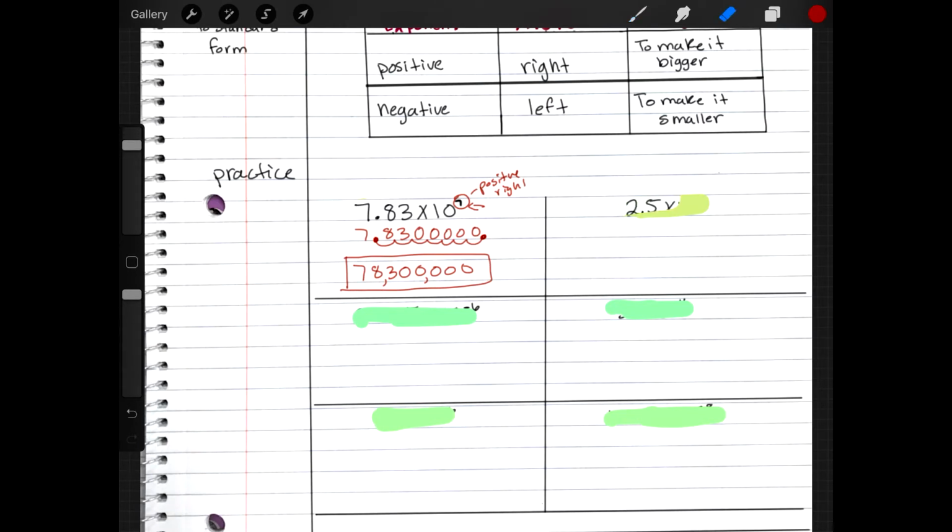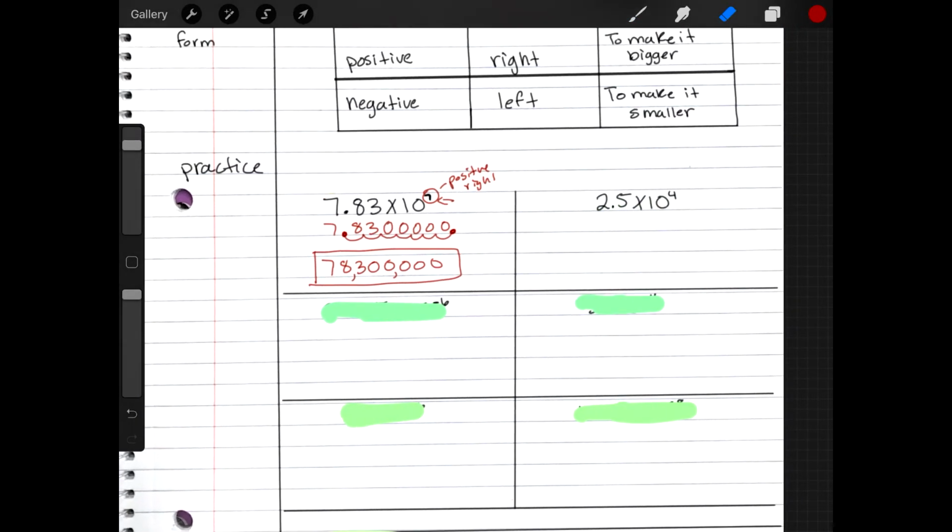Okay, let's look at this one. 2.5 times 10 to the power of 4. So I'm going to write 2.5. This is positive. So if it's positive, we're going to the right. We're going to go to the right 4 places. So my decimal is here. I'm going to the right. 1, 2, 3, 4. That's my new place. And then I fill in with zeros. So what number do we have? 25,000. That's going to be my standard form.